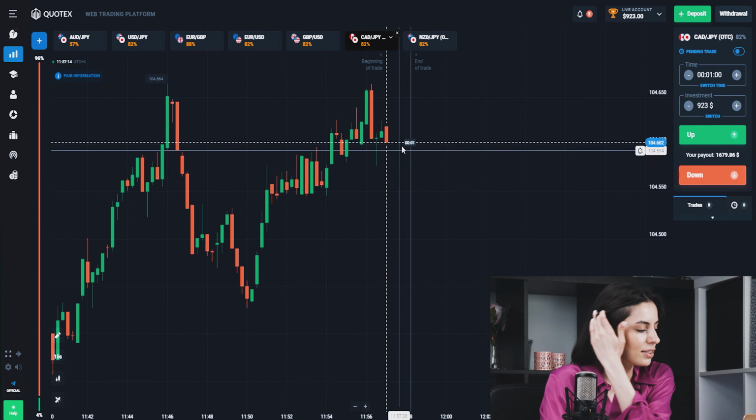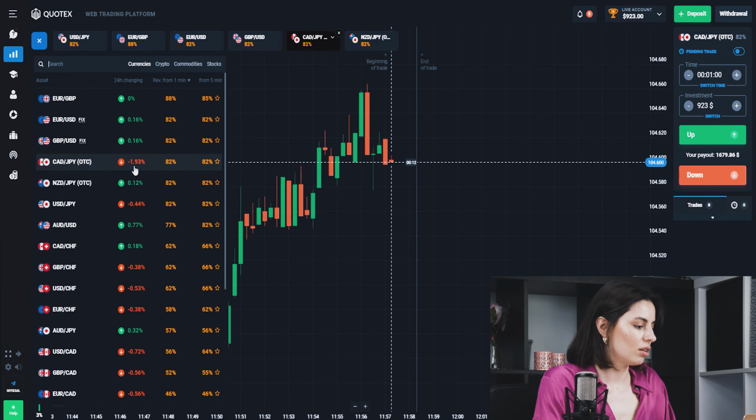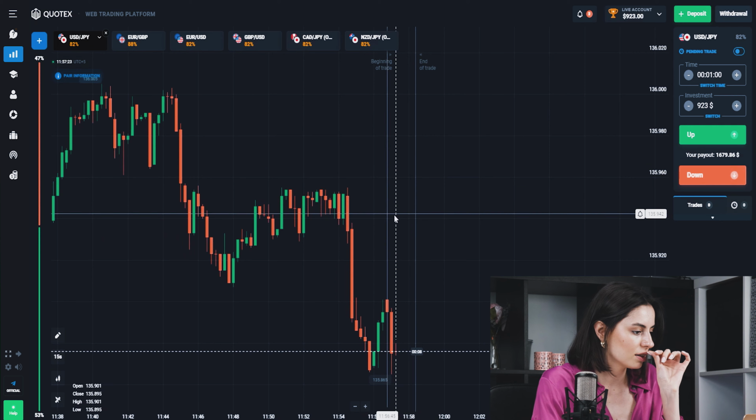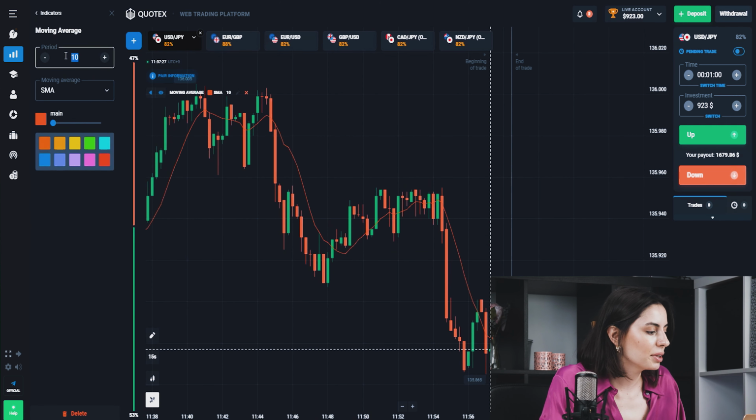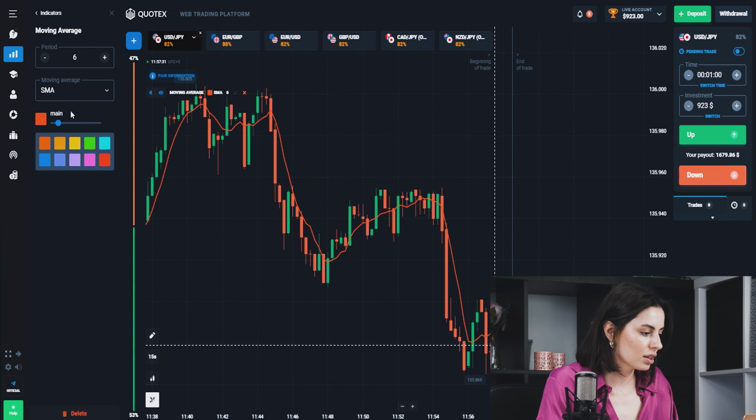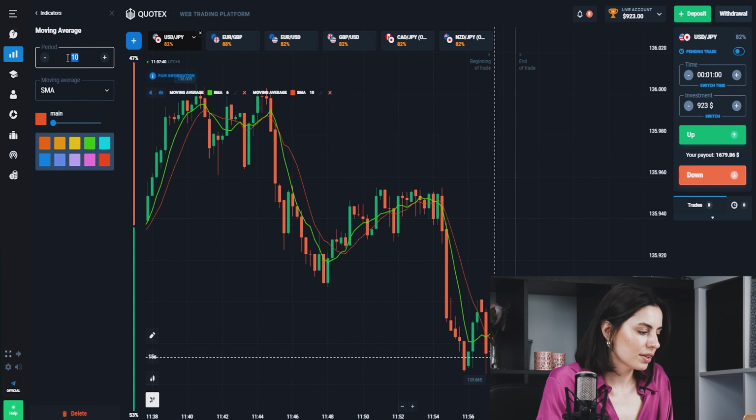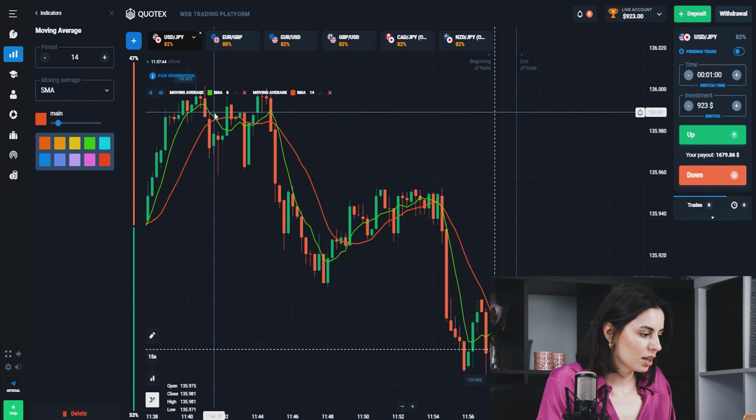So let's start with all the indicators. I already made all of that, mostly with the currency pairs, and I'm just adding one more. So the first is going to be the moving average, and in this strategy it's going to be the main indicator for us. And the second moving average, 14, and the thickness.